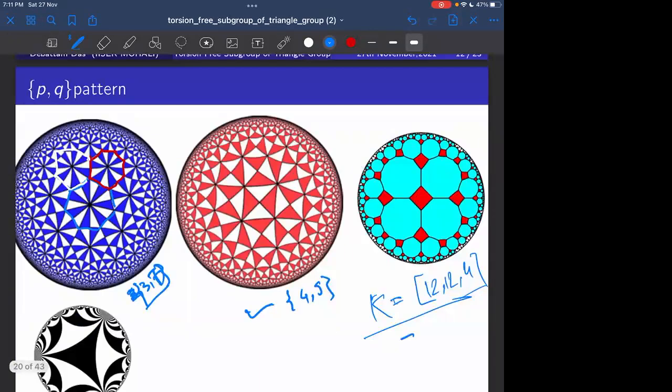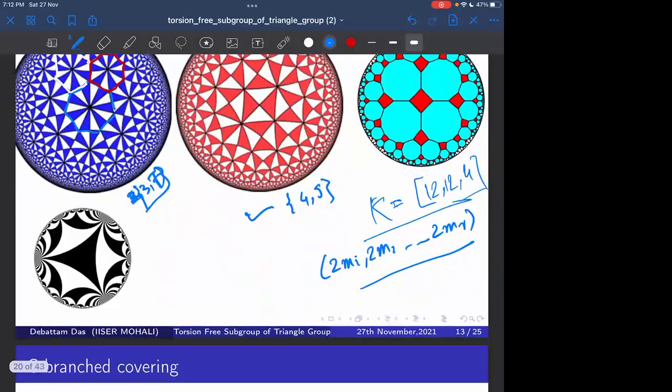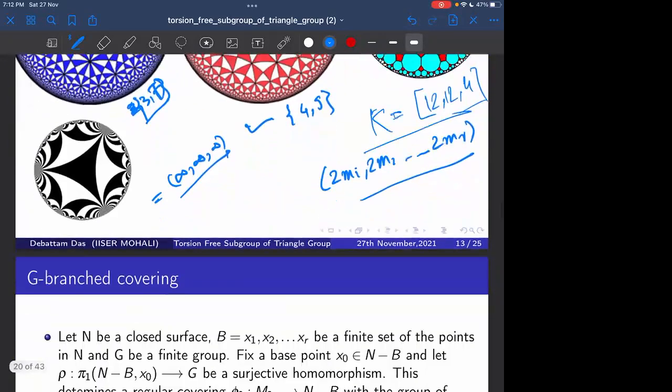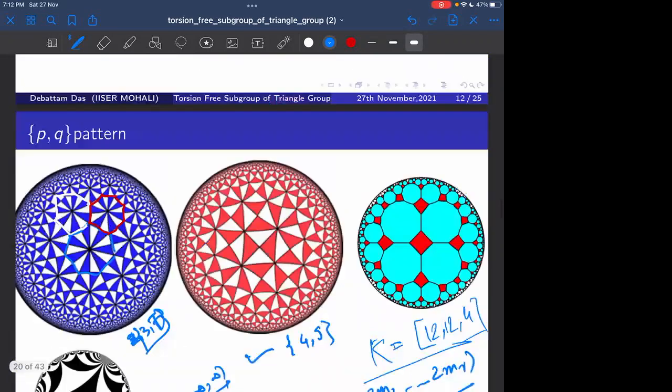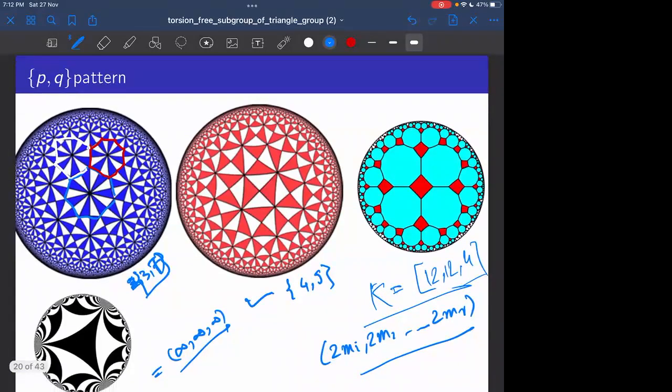2, M1, 2, M2, 2M thing. Okay, and the last picture, this is actually the triangle group of infinity, infinity, and infinity. So is that okay? Hello? Hello?